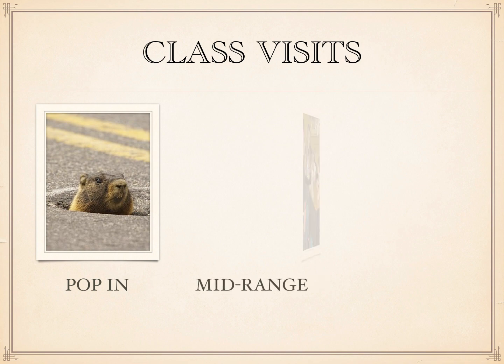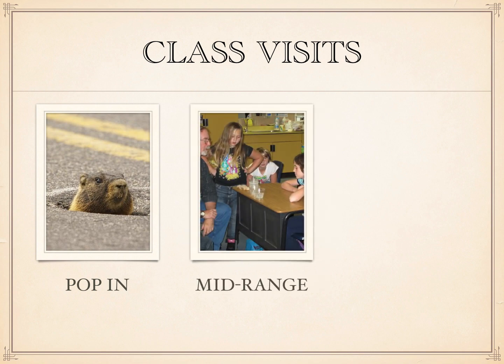Then there's the mid-range visit, which allows the supervisor to sit in the room, gather data about what the teacher and students are doing and saying, and get a sense for the learning that's going on. For most administrators, these are the most effective types of observations. They're substantive enough to allow the supervisor to share useful feedback with the teacher, and are short enough that the supervisor can do them with regularity.